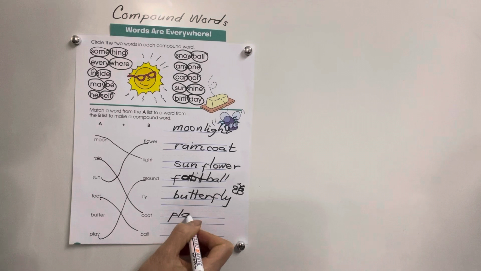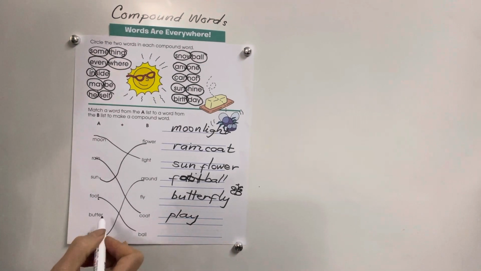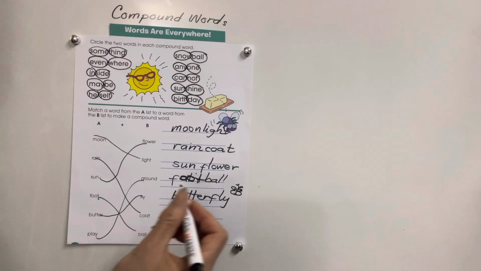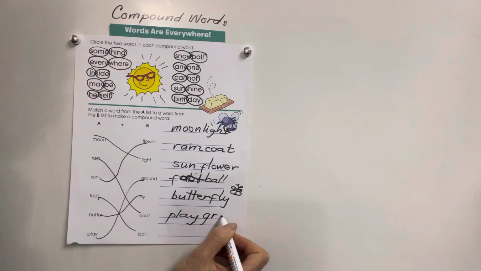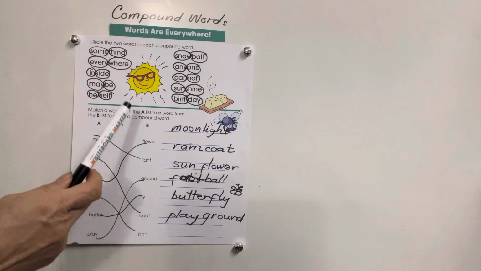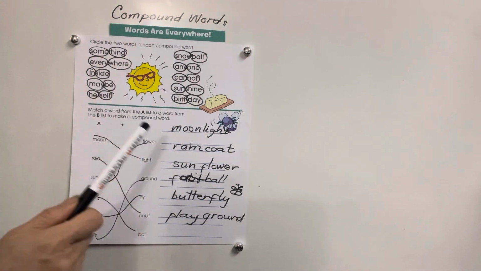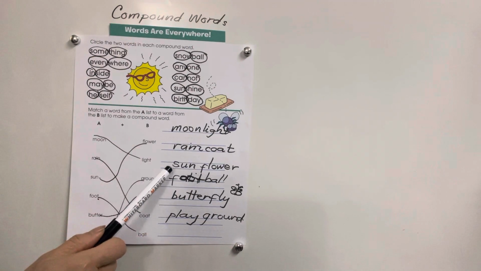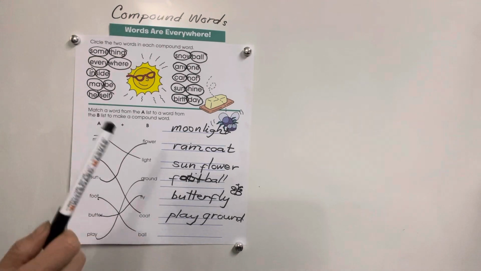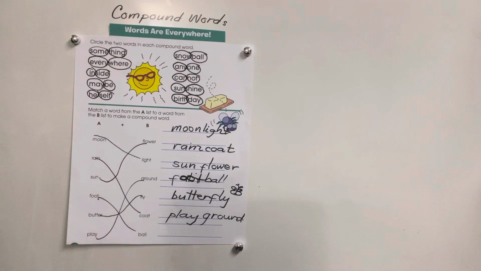You forgot to trace fly, sorry. So play: when you play on the ground. Playground. The ground where you can play. It's playground. Let's read the words one more time. Moonlight, raincoat, sunflower, football, butterfly, playground.